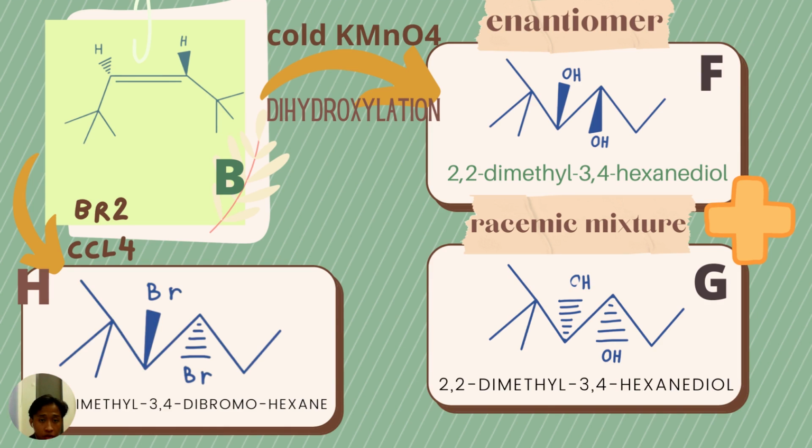When compound B reacts with cold potassium permanganate, which is a dihydroxylation, we will get a racemic mixture of compounds F and G. The name of the mixture is 2,2,5,5-tetramethylhexane-3,4-diol, and both compounds F and G are enantiomers. When compound B is reacted with bromine in carbon tetrachloride, it gives compound H, which is 3,4-dibromo-2,2,5,5-tetramethylhexane. Compound B undergoes electrophilic addition to give compound H, and compound H is non-polar.